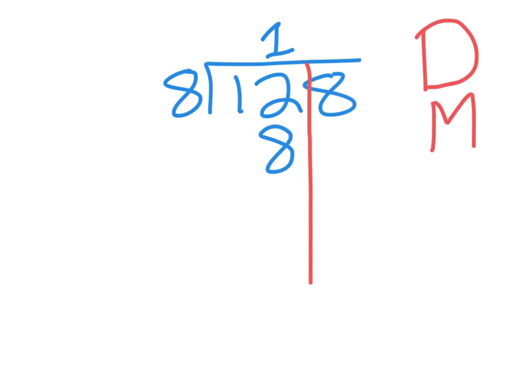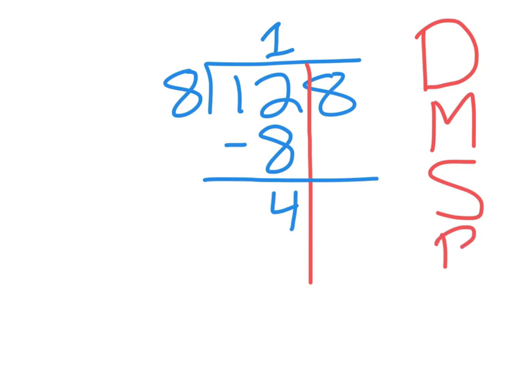Now, the next step is to subtract. 8 does not go into 12 once evenly, right? There's one group of 8 in 12, but we have some things left over, so we have to subtract. 12 minus 8 is 4. Our next step is to bring down. So whenever you bring down, you go to the next number that you haven't used yet, so we haven't used the 8 yet, and you bring it down into our problem, which gives us 48.